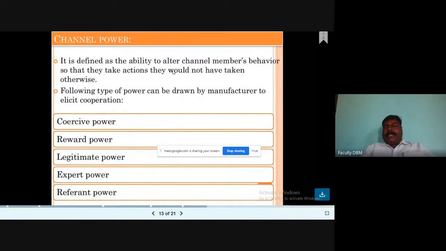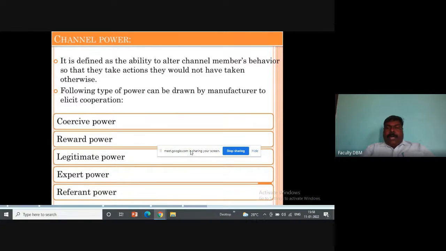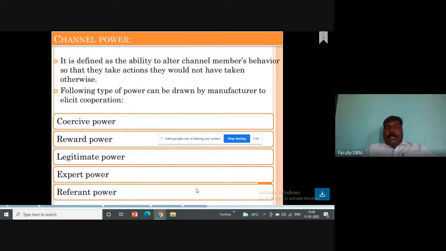Channel power is defined as the ability to alter channel members' behavior so that they take action they would not have taken otherwise. We have coercive power, reward power, legitimate power, expert power, and referent power. So we are going to see what these channel powers are now.